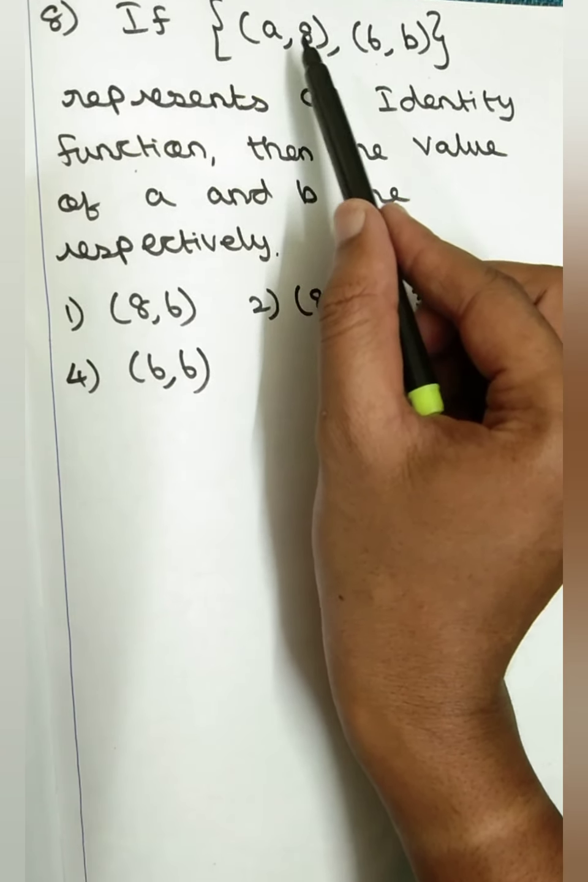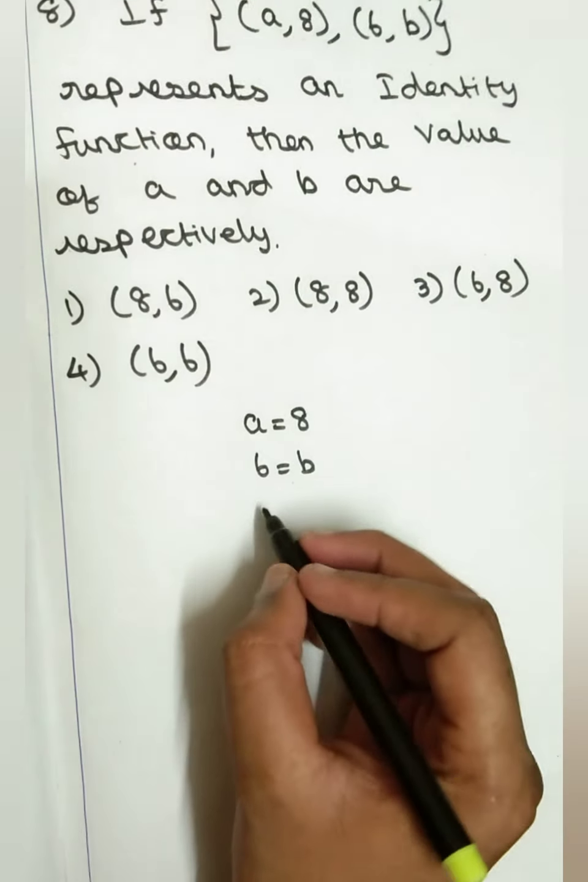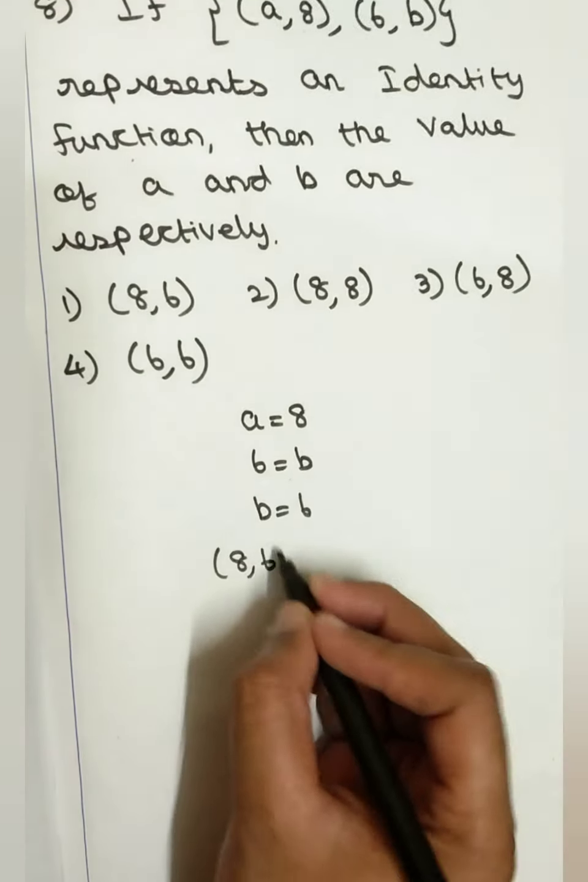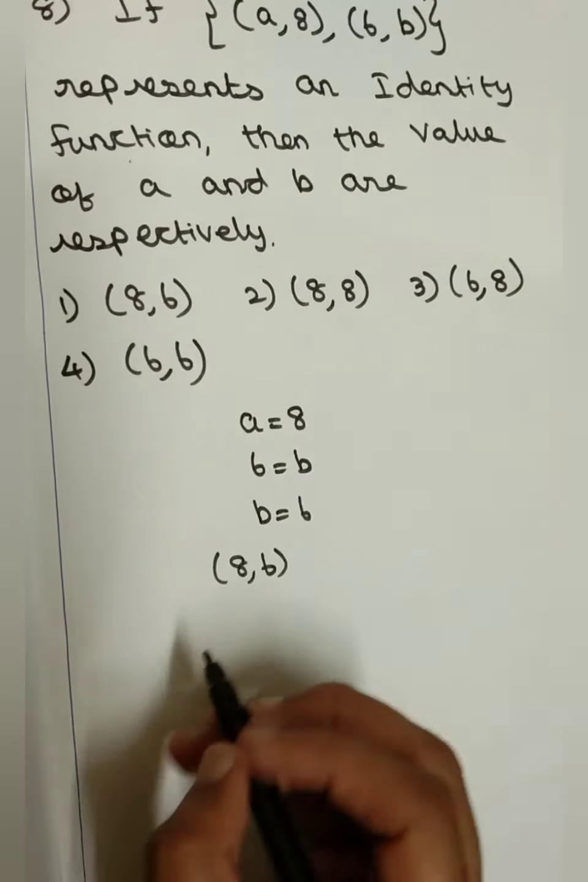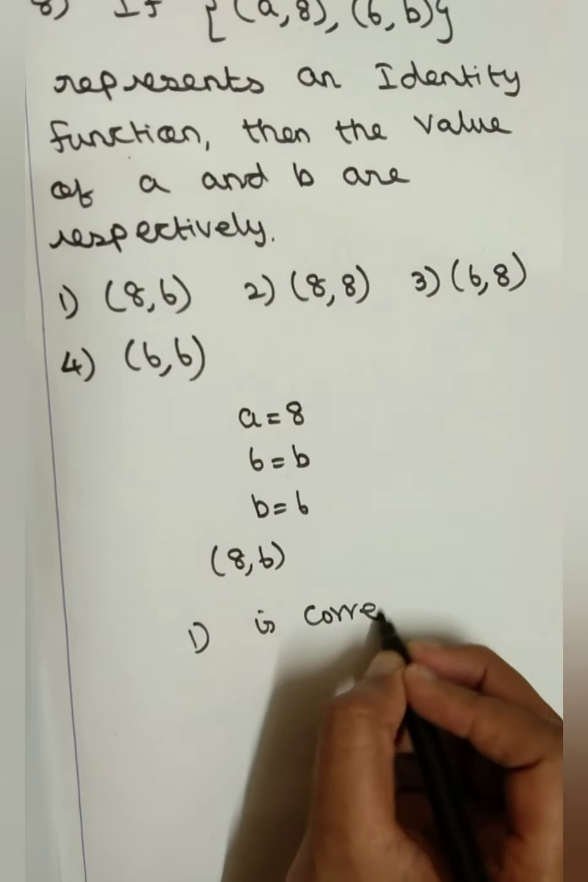Here a is domain and 8 is codomain. Since they had given it is an identity function, the domain and codomain should be equal. So a is equal to 8 and here 6 is equal to b. My b equal to 6. So (8, 6). A is 8 and b is 6. So first option is correct.